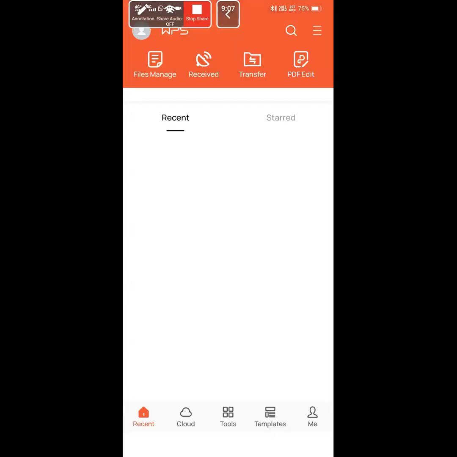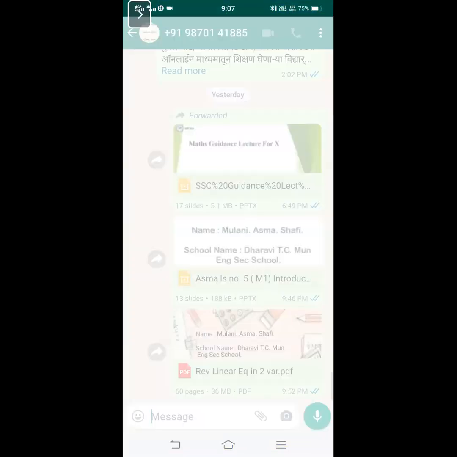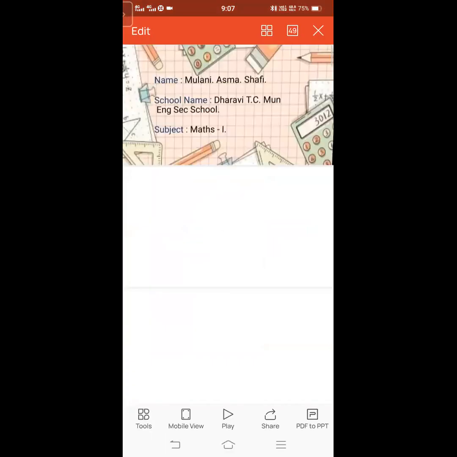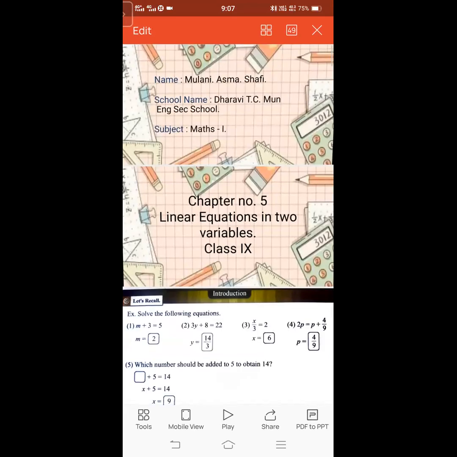We will see some more examples to find the solution of simultaneous linear equations.